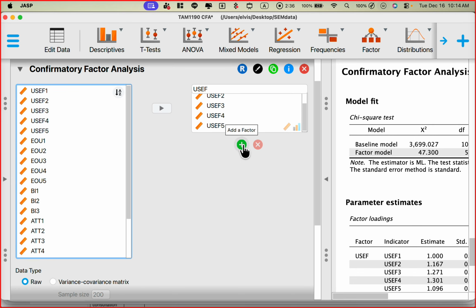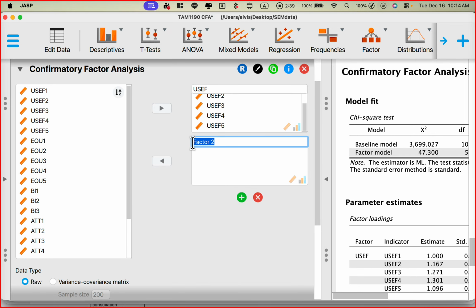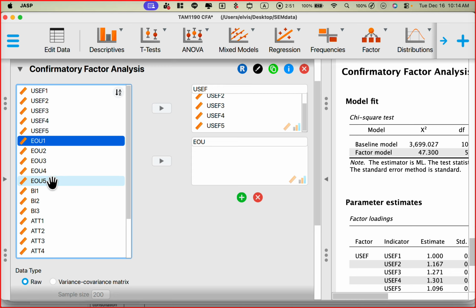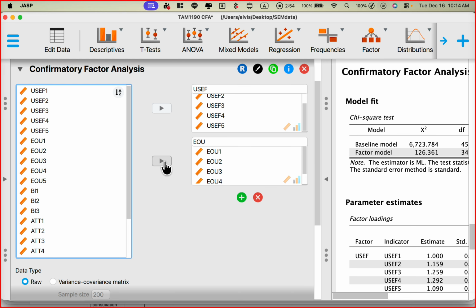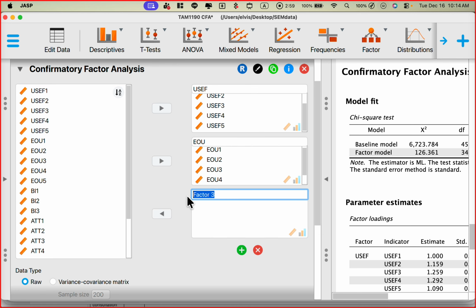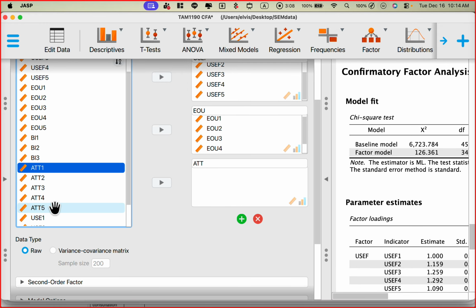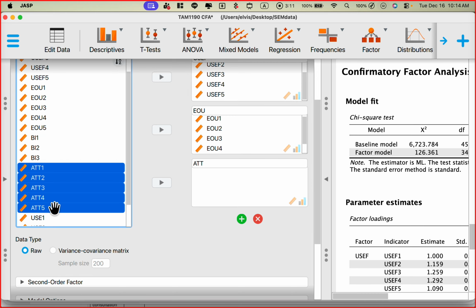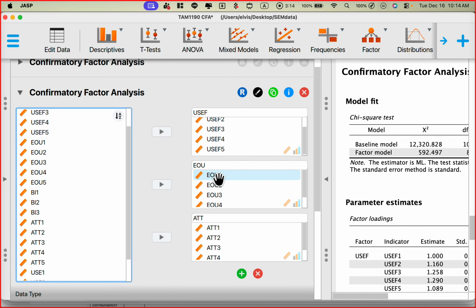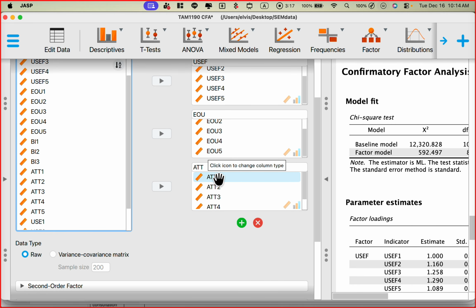Then click the plus sign to create the second factor called ease of use. Then we select another 5 indicators for ease of use. Okay, that's the second factor. The third factor, I guess, is attitude, so ATT. And select 5 indicators for attitude toward technology. Good. Okay, we have finished 3 factors.